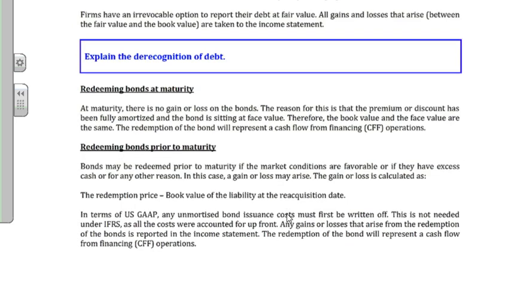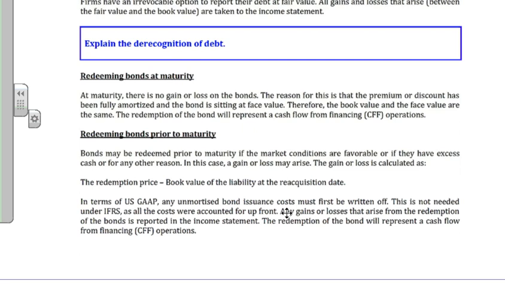Okay. What about derecognition of debt? This is the last little bit. Derecognition of debt. In other words, when the debt has been already recognized, how do I get rid of it? Well, I redeem the bond at maturity. How do I redeem the bond? I pay off the full amount that is owing on the bond, the principal amount.